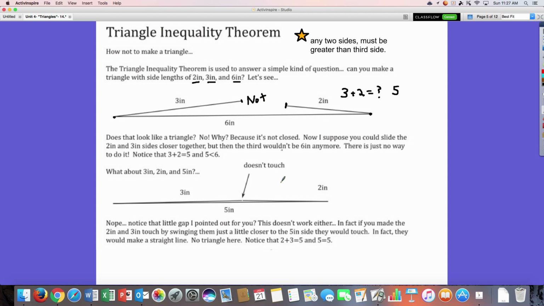Not. This one, they have 3, 2, and 5. Well, that seems a little closer, right? 5 plus 3 is 8. That's bigger than 2. 2 plus 3 is 5. Is that bigger than 5? No, 3 plus 2 equals 5. So that will never be a triangle either. It must be bigger. So this one is not a triangle either. Remember, it has to be bigger. It must be bigger. Cannot be equal.